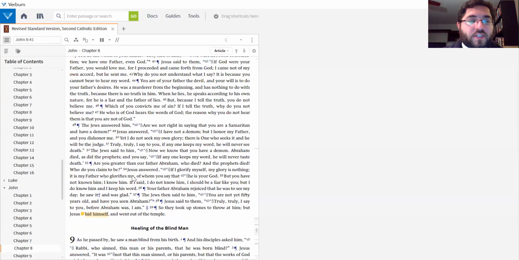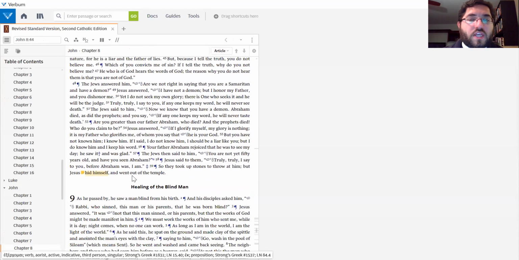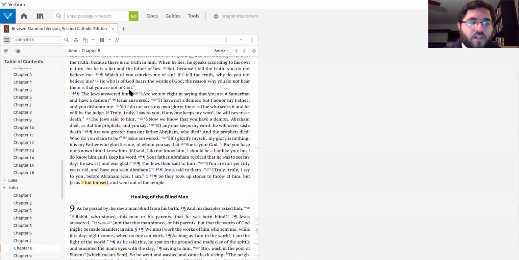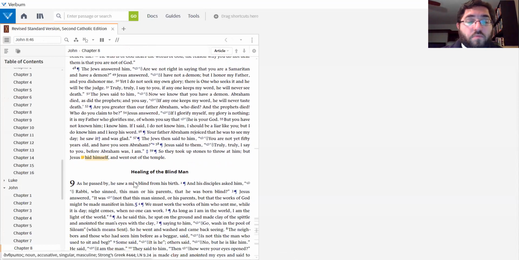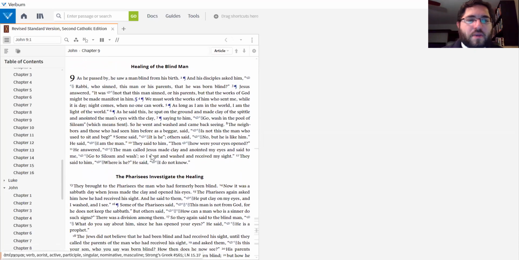Now, just to set this up, this is Jesus's second visit to Jerusalem, and he's in the temple precinct. We see in chapter 8 before this, and we'll look next time at some of the sayings of Jesus, he says, "Before Abraham was, I am." They took up stones to throw at Jesus, but Jesus hid himself and went out of the temple. So Jesus leaves the temple precinct and sees a man who is blind from birth.